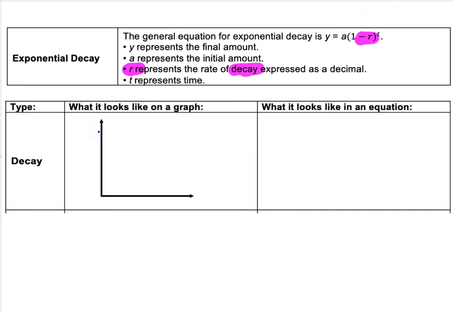So in my graph, again, I'm going to start with some amount, A, but over time, instead of going up, it's going to slowly start decreasing faster and faster over time. So it's not changing by the same amount, it's increasing that rate of decay faster and faster as more and more time goes on. As an equation, it's going to look something like this.